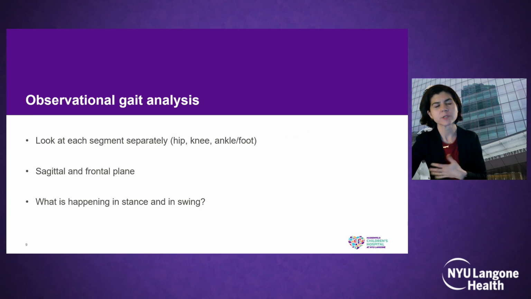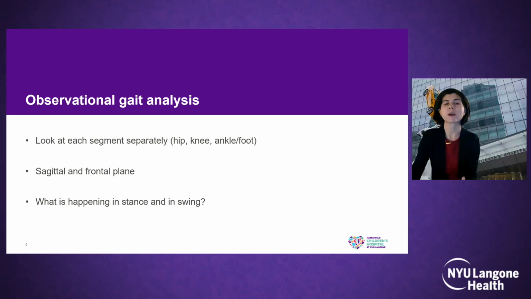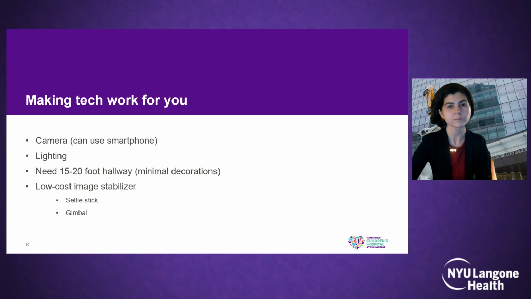So often when we talk to residents and fellows about this, we talk about looking at every segment separately. What is the hip doing? What is the knee doing? What is the ankle or foot doing? And the more you do this and the more experience you have with it, the more you can integrate it and do it quickly. But clearly in the beginning, it requires quite a lot of walking back and forth. You want to look at both the sagittal and the frontal plane, what's happening in stance and what's happening in swing. And that's going to really help you to identify where the abnormalities are.